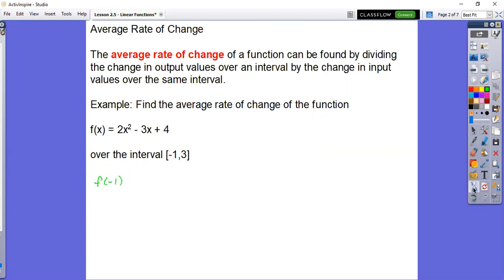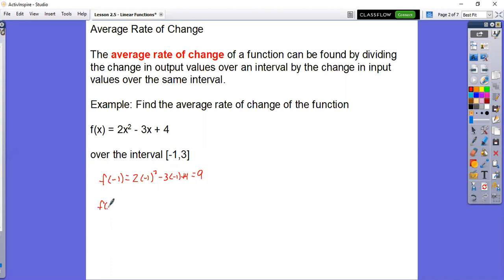I'm not going to use that green anymore. I used it last time and it wasn't the easiest thing to see. So I've got to find f of -1. That will be 2 times -1 squared minus 3 times -1 plus 4, which is equal to 2 plus 3, which is 5, plus 4 is 9. So f of -1 is 9.